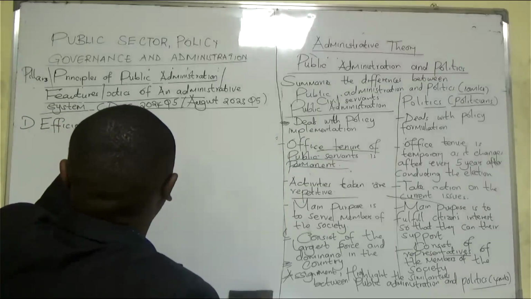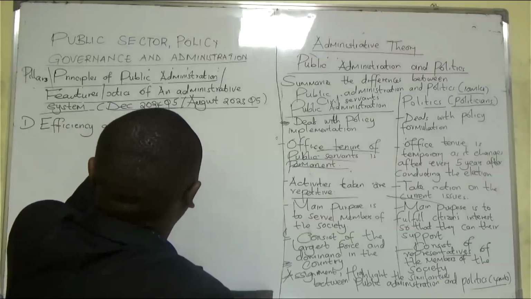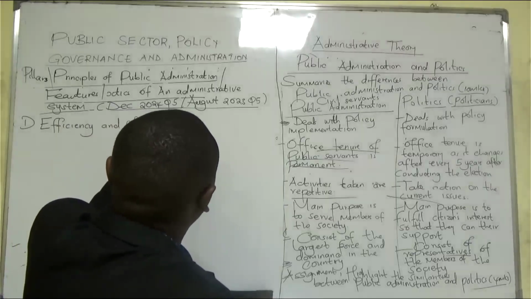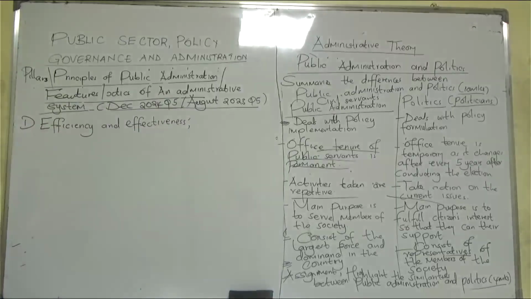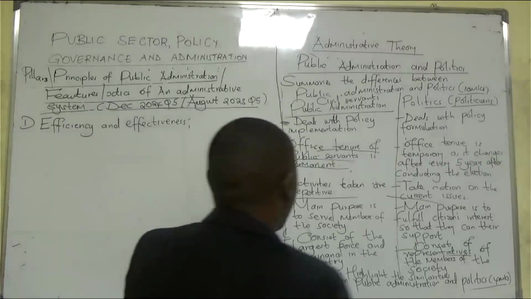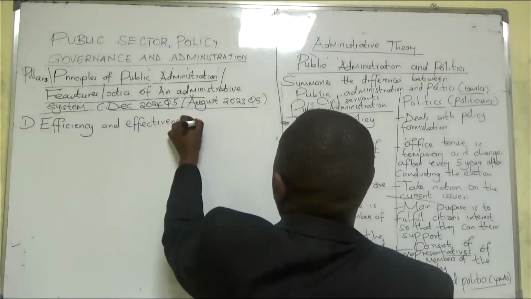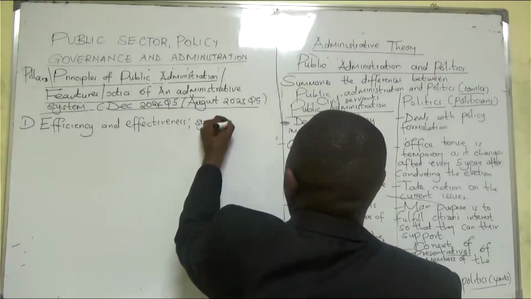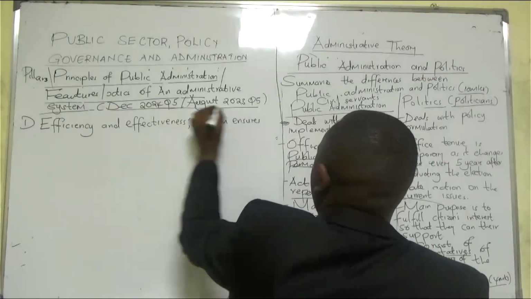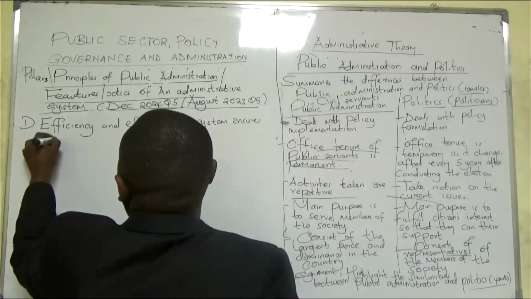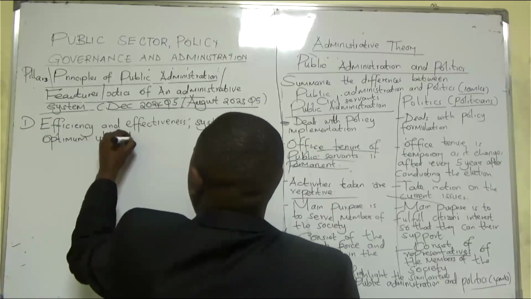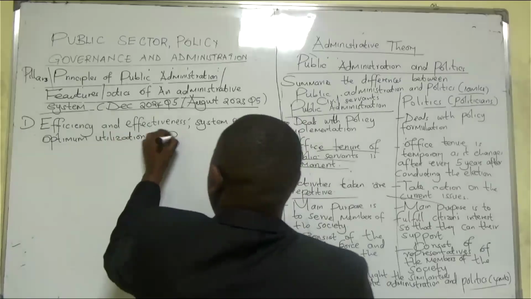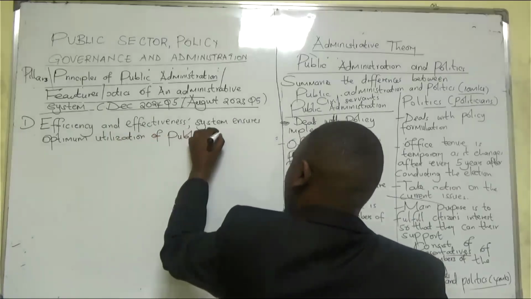Efficiency and effectiveness. When you see the words efficiency and effectiveness, this system must ensure that public resources are utilized optimally. The system ensures optimum utilization of public resources. I hope tunaelewana.